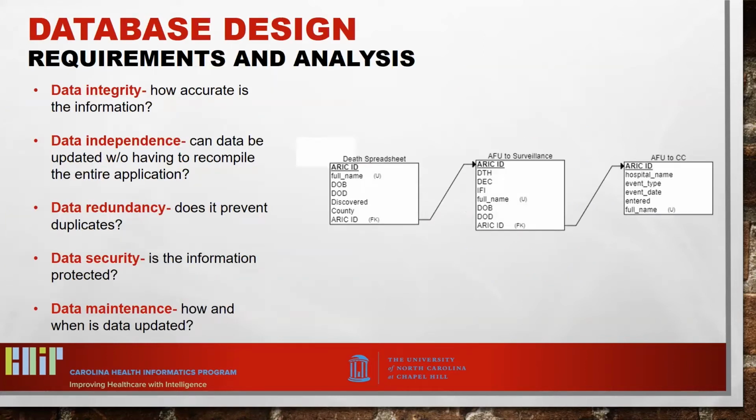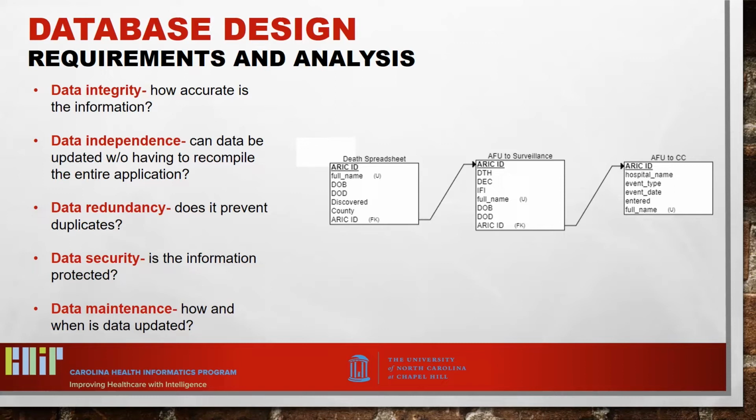All right, and the first phase of database design was the requirements and analysis. The AFU surveillance team was currently using and tracing, again, through 5 main Excel spreadsheets. The AFU team records the event on the death spreadsheet, and then they'll record it once again to the AFU to surveillance spreadsheet, which will just be used to trace the forms, and then again on an AFU to CC or AFU to coordinating center spreadsheet, which records the death as an event, and which surveillance will also use to monitor for in-hospital deaths.